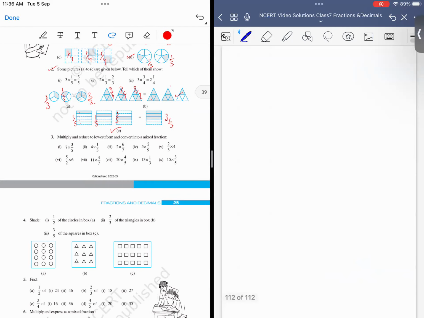Next, if we see question 7, likewise all the questions are the same. 11 into 4 by 7.